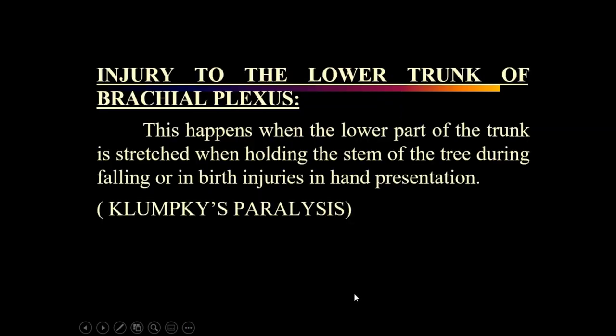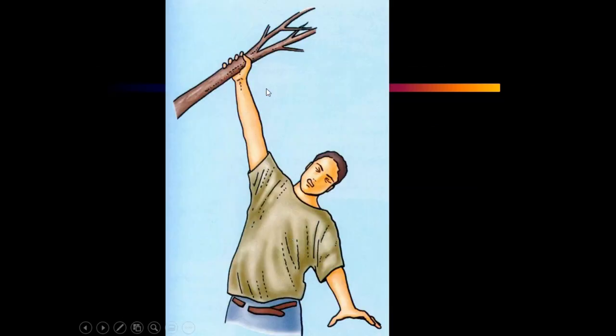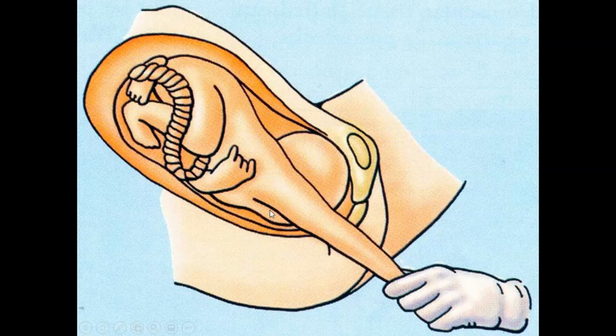Injury to the lower trunk of brachial plexus happens when a person is falling and holding the stem of a tree during falling, or in birth injuries again in hand presentation. This is called Klumpke's paralysis. So you can see when a person is falling from a height to hold the stem of a tree, he has extended his arm, stretched his arm, so that the lower trunk is paralyzed. Again in birth injuries in the hand presentation.